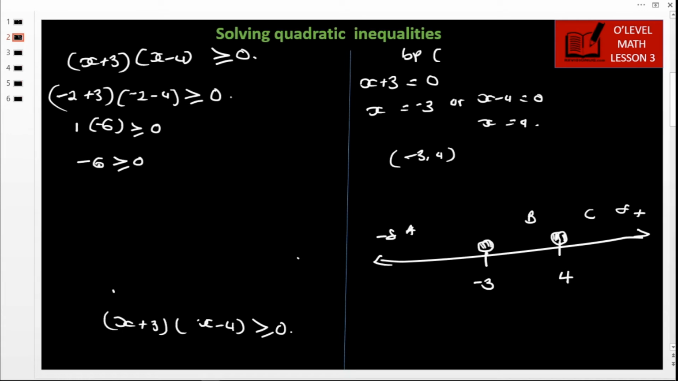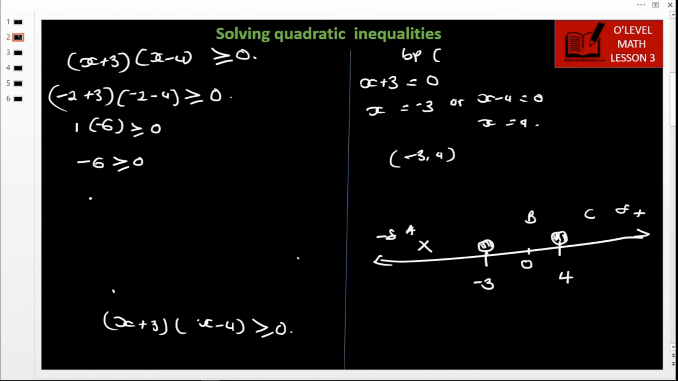Is it right? Is -6 greater than 0? Is it greater or less? It is less. Therefore, this region does not apply, so it is not satisfying. From this area we are not getting any value which satisfies the inequality. Then let us look at the region between -3 and 4. Let us choose one digit. I can choose 0.